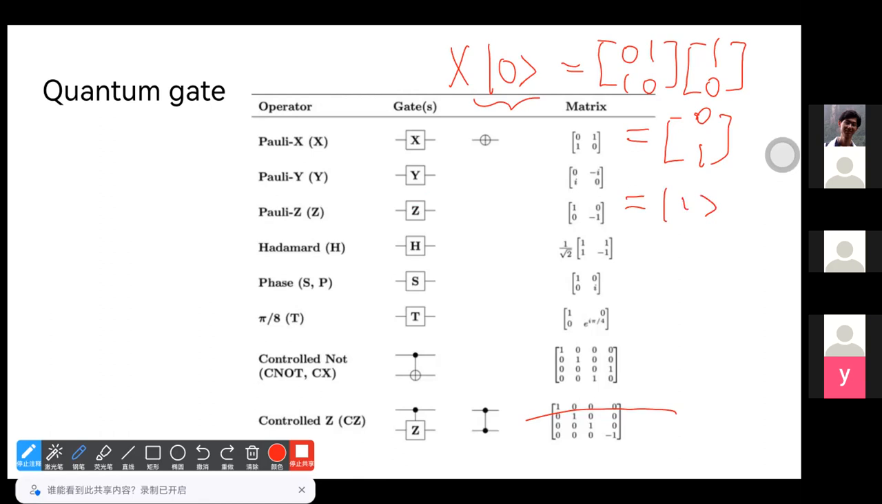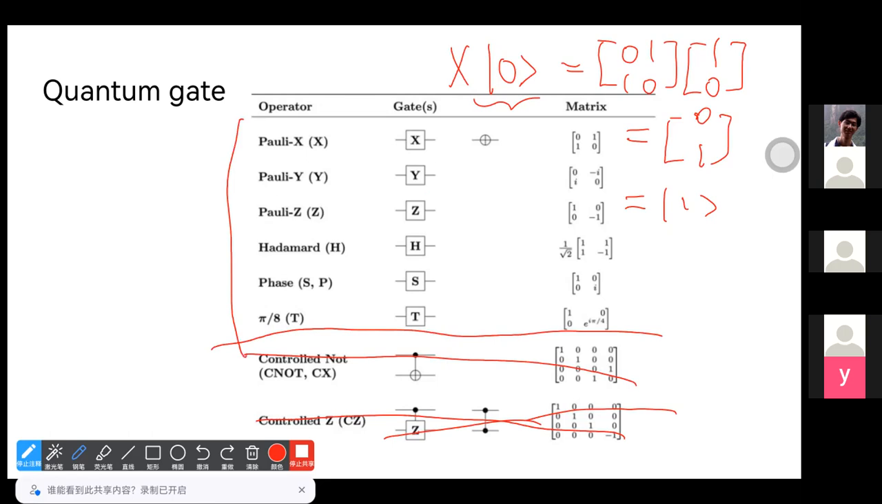And basically there are different operations to change the state of the qubit, right? Yeah. They will make a difference on the state of one qubit. Most of these are two-qubit operations. We focus on these six. They will make a difference on only one qubit.